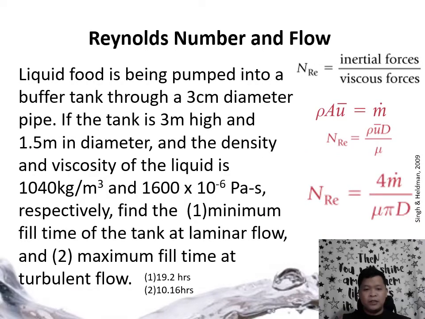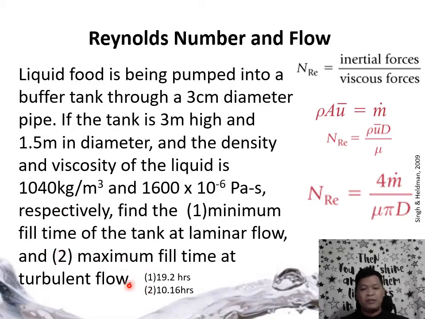Right here, I want you to first understand the problem carefully. So for example, if we have a 3 cm diameter pipe where the liquid is coming out of, and you want to fill a tank 3 meters in height and 1.5 meters in diameter, and you are given that the hypothetical, well, presumably liquid food, has the following viscosity and density values, how long will it take if you want to fill it at the minimum, using laminar flow only, minimum fill time for laminar flow, and the maximum fill time at turbulent flow.